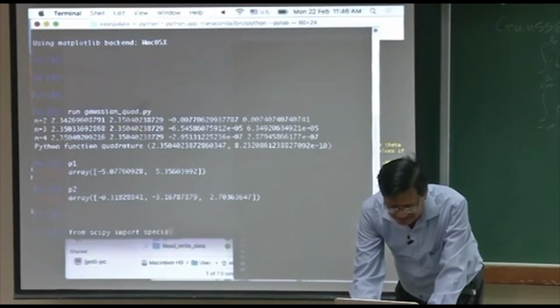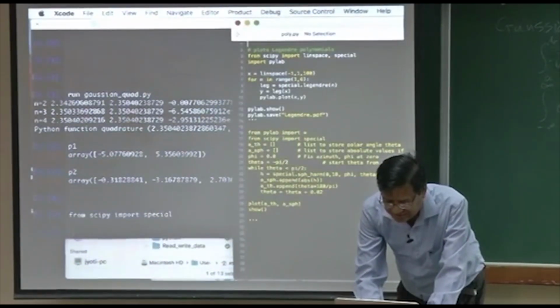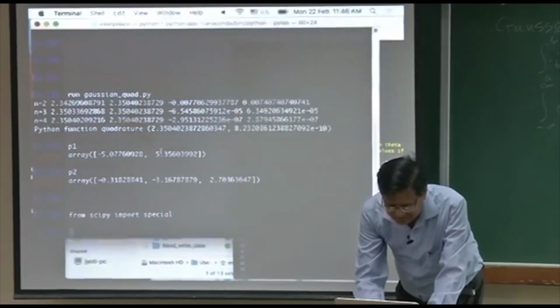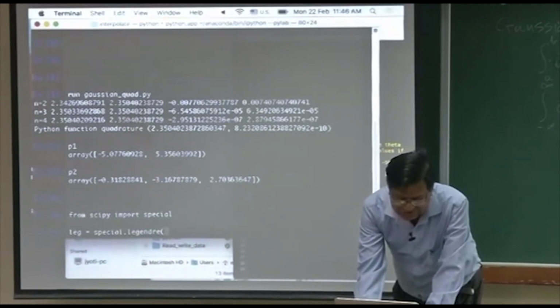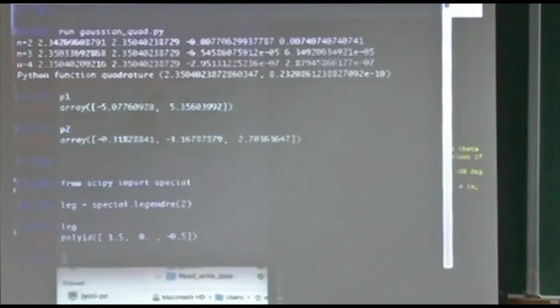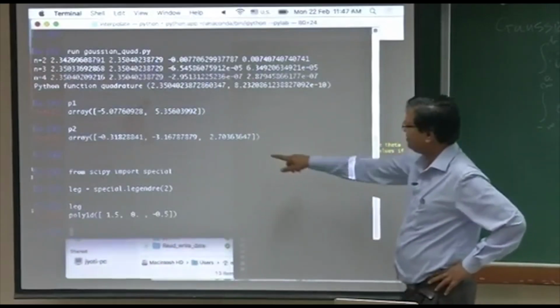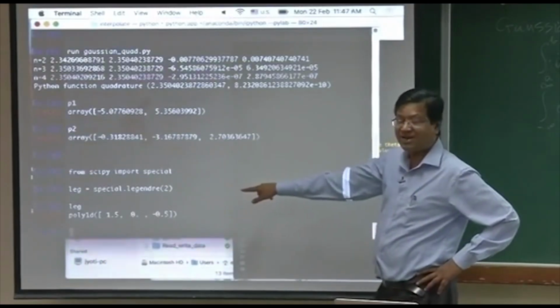So special is for special functions. Okay. So let's copy this. So LEG equal to special dot Legendre. So I want the second order polynomial, I believe. So LEG, how does it look? So this gives the coefficients. So these are the coefficients, 3 half, 0, minus half.